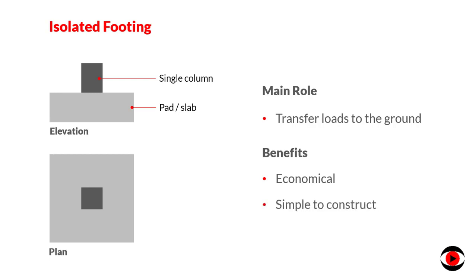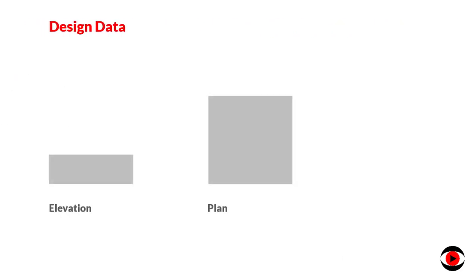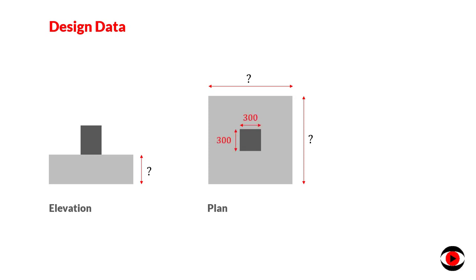Now let's talk about the footing we'll be designing in this video. The footing consists of a pad with unknown dimensions. The pad supports a centrically loaded column with a section size of 300 by 300 millimeters. The column is subjected to two types of gravity loads: a characteristic permanent load of 900 kilonewton and a characteristic variable load of 400 kilonewton.